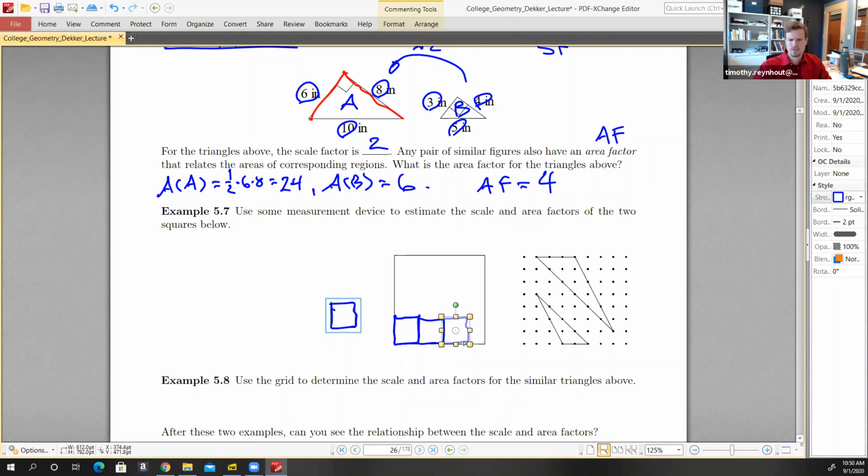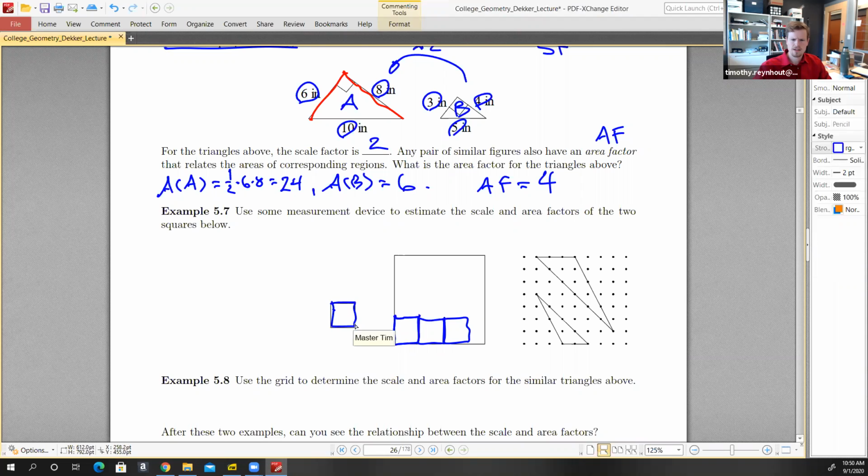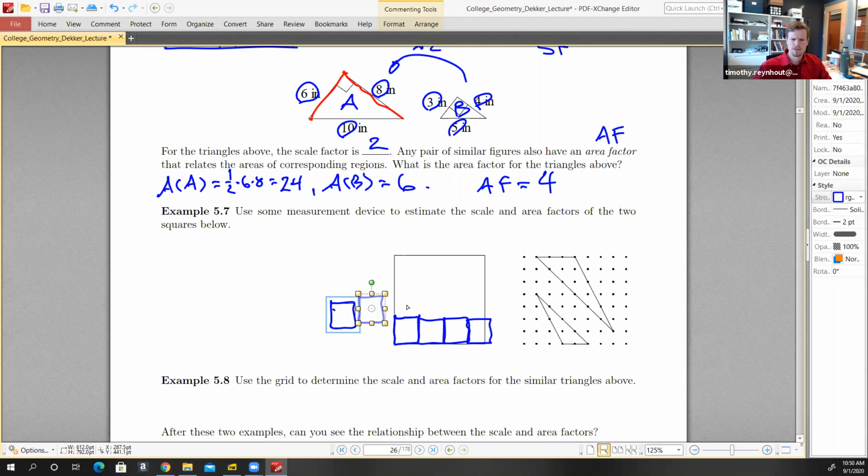I can keep moving these over to give me an idea of how large it is. So this will take me a moment, but that's okay.